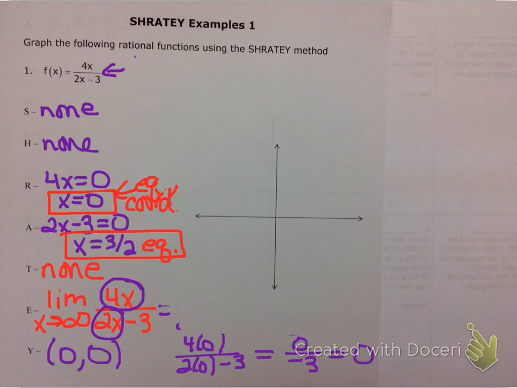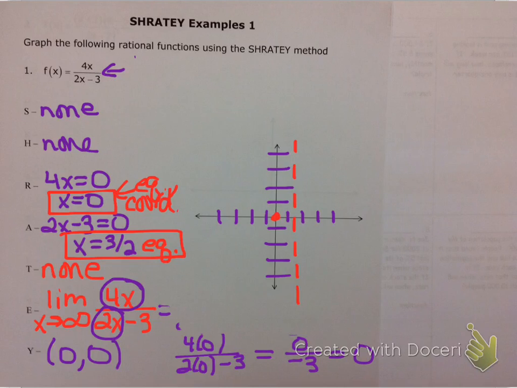So think about all the stuff we know about our graph. We know that we have an x-intercept at 0, so I'm going to hit my axis right there. We know that we have a vertical asymptote at x equals 1.5. So I draw a vertical dashed line right down there.